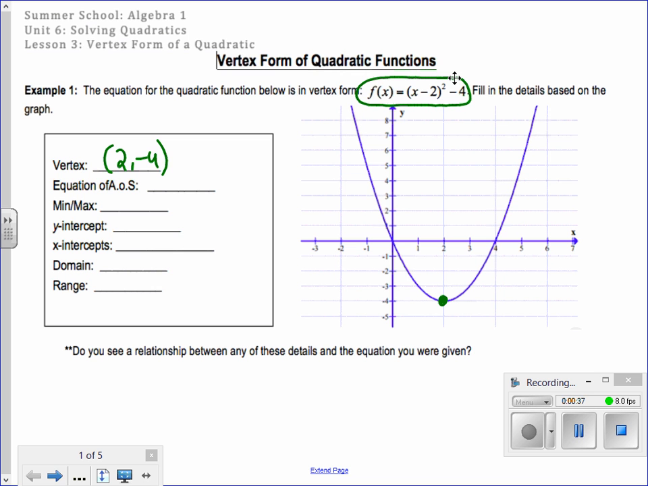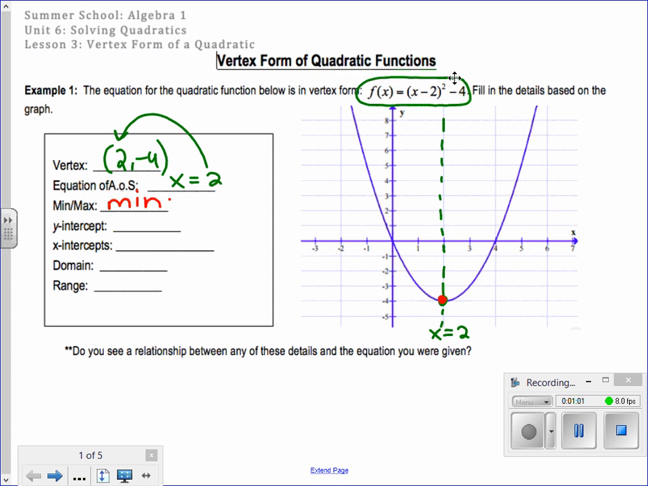Now remember, the equation of the axis of symmetry is the line that cuts right through the middle of the parabola. That's always a vertical line, which is x equals the x value of the vertex. Notice that those are the same. This vertex is a minimum. It's the lowest point that this graph has.